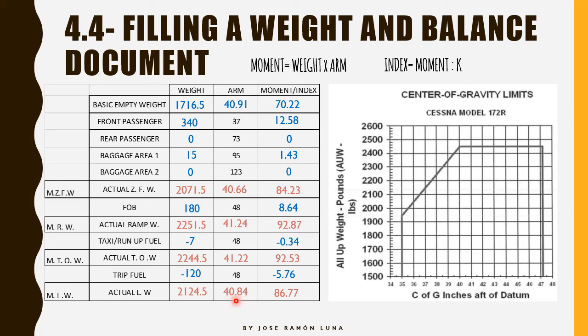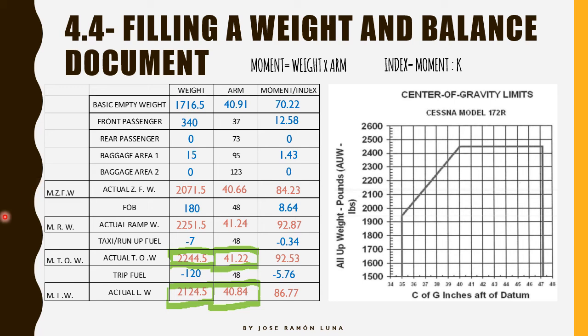Again, doing the same thing as we did before, we are going to get that moment of 40.84. Now, I want you to take a look at certain numbers. I'm going to mark them for you here in this green, nice, bright color. Take a look at the actual takeoff weight, the actual takeoff center of gravity, the actual landing weight, and the actual landing center of gravity, or center arm.